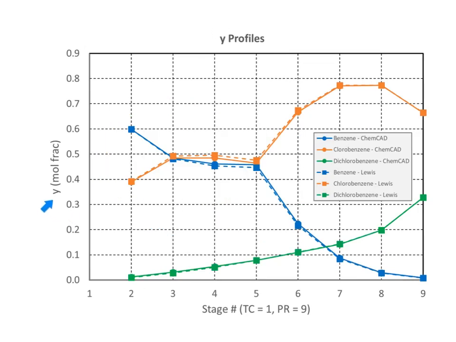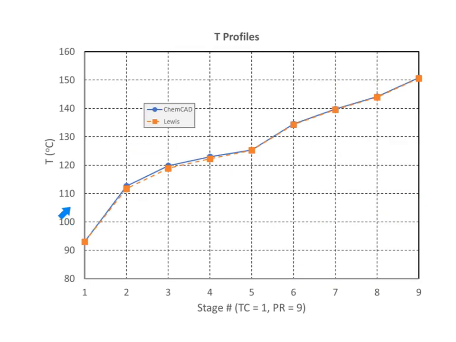Here is the vapor phase composition versus stage, and again, we see that the compositions from the Lewis method are very, very similar to the more rigorous method used by ChemCAD. And finally, here we have the temperature plotted versus stage. And we see a very continuous increase in temperature as we go down the column. And the Lewis method has produced very similar temperatures as ChemCAD.